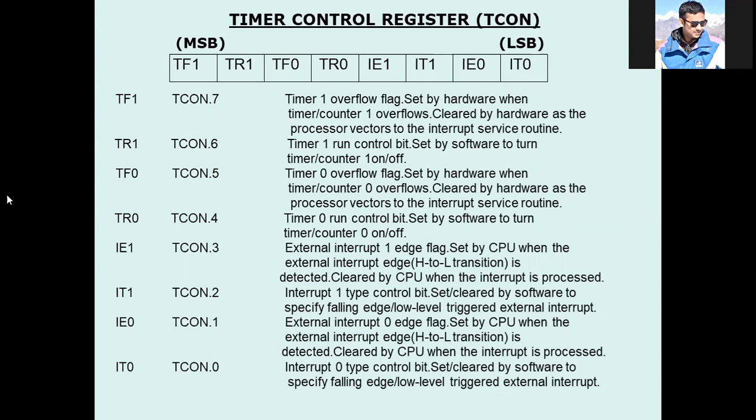Both of the bits, TF1 and TF0, are the same, but they are applicable for two different timers. TF1 will be applicable for timer 1 and TF0 will be applicable for timer 0. So we'll see what this is. This is the timer control overflow flag. Set by hardware when timer or counter 1 overflows, cleared by the hardware as the processor vectors to the interrupt service routine. Now what is this?